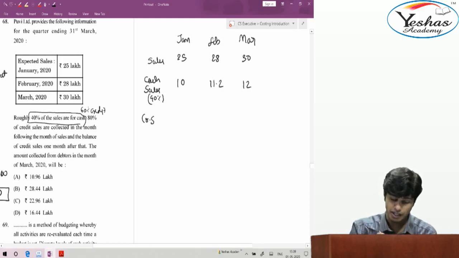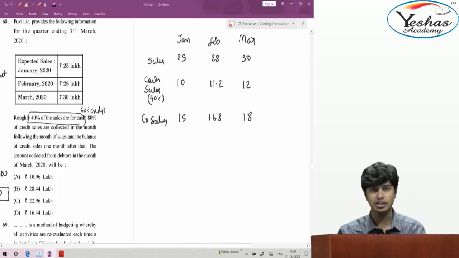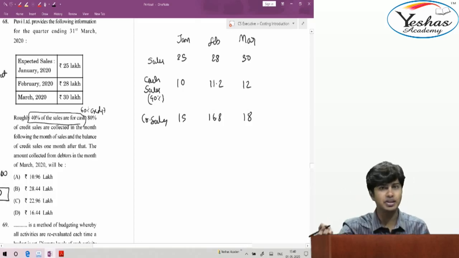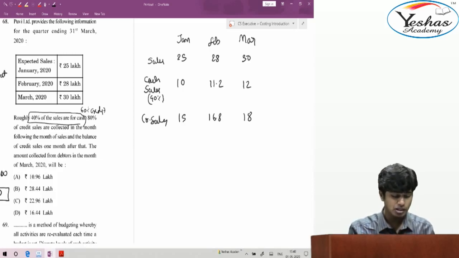So how much is credit sales? Credit sales is, here it is 15, here 28 minus 11.2, that gives us 16.8, here it is 18. That is our credit sales. So cash sales means you will receive the cash immediately. Credit sales means you will receive the money later. But when is that later is the question. Read it further. Following month.